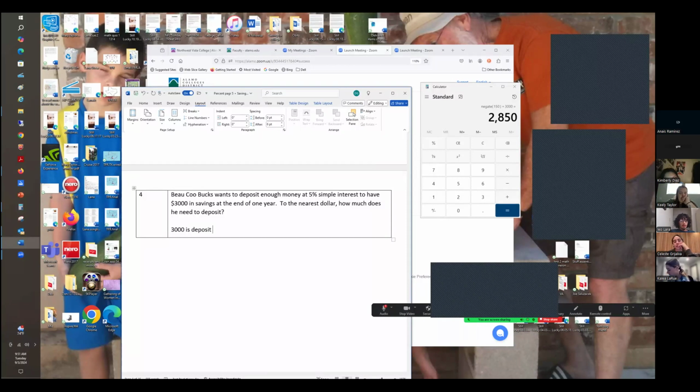Plus 5% of the deposit. And then what we've talked about earlier today, a couple of times, that means the 3,000 is the deposit plus 5% of the deposit. That is 105% of the deposit. Well, that's pretty cool. So your calculation, therefore, is 3,000. I want to know, what is it 105% of?